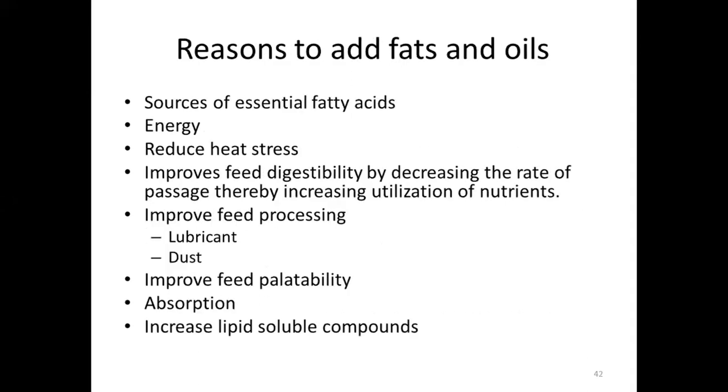Reasons to add fat and oils are discussed. These are the source of essential fatty acids. These are the source of energy. These fats and oils reduce heat stress. This improves feed digestibility by decreasing the rate of feed passage, therefore increasing utilization of the nutrients in the intestine.